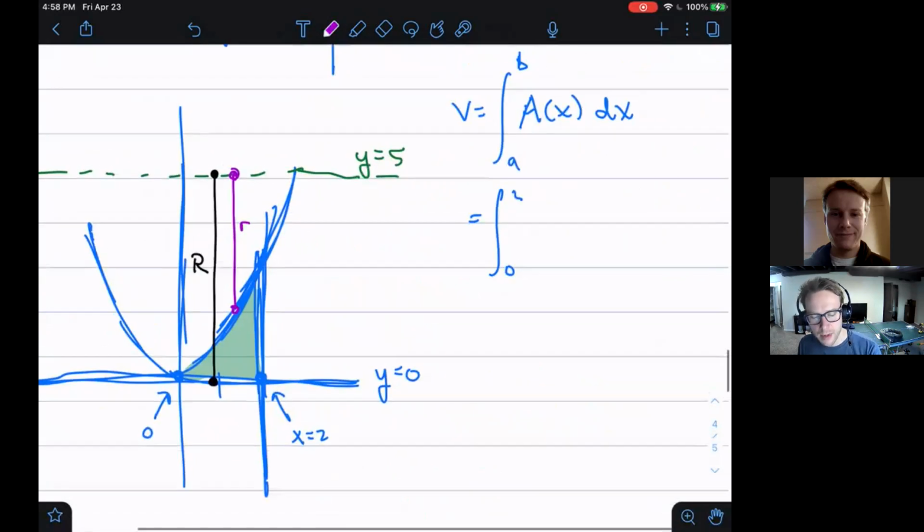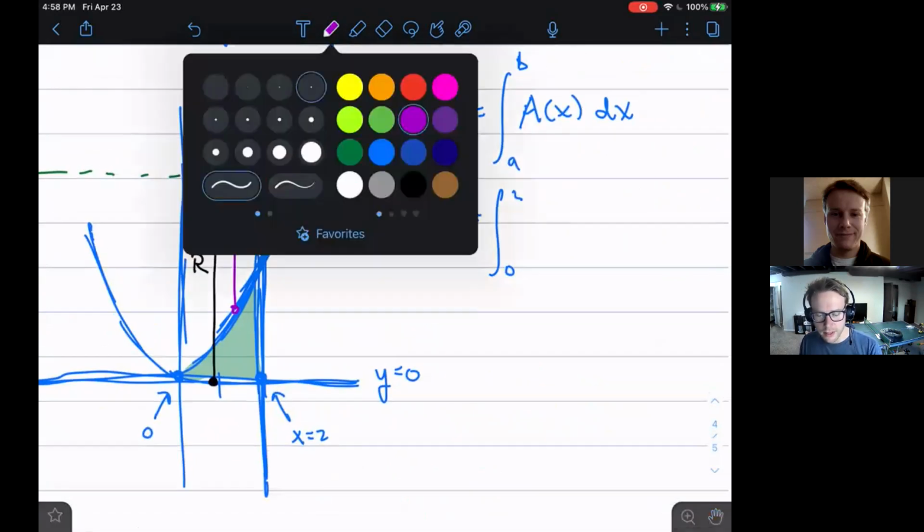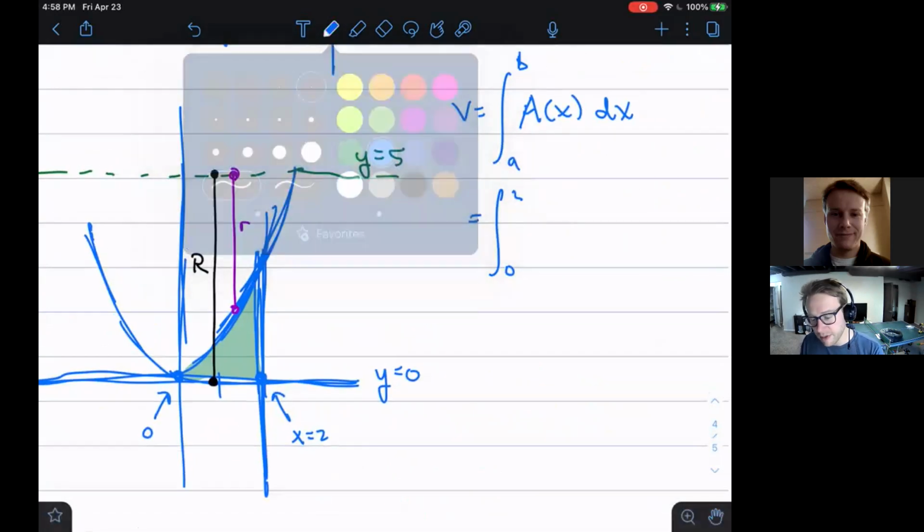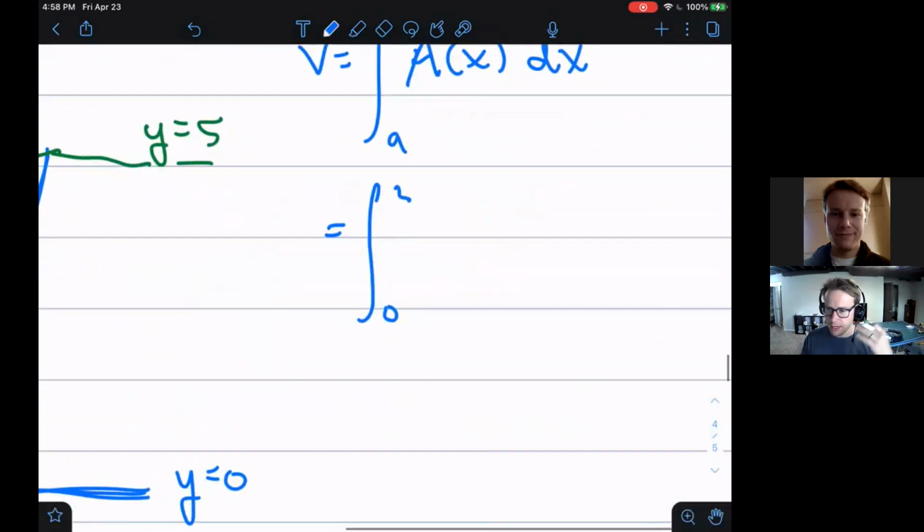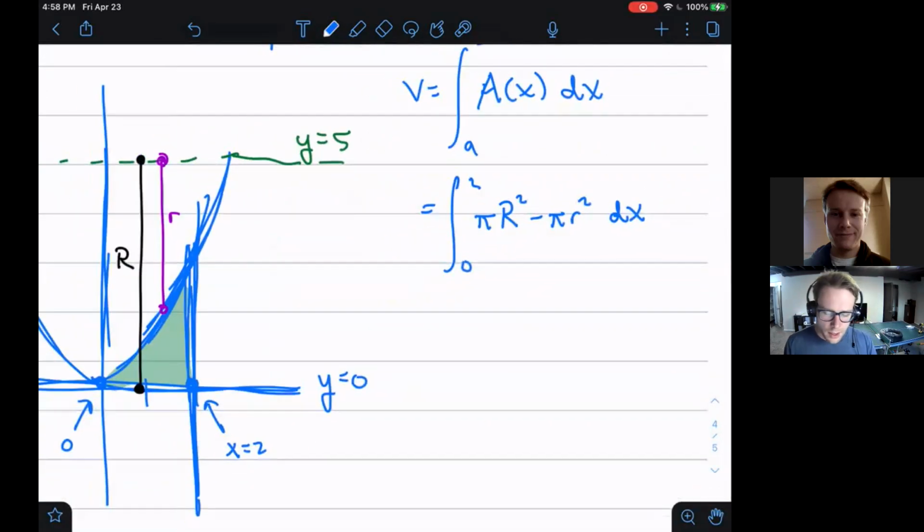But that's going to be the last bit here: in order to figure out our area, we are going to need to use the washer method. And so we're going to have pi R squared minus pi little r squared. And again, we're integrating with respect to x. Because we are still in single variable calculus, we need to swap out capital R and little r. What is that worth in terms of x's?